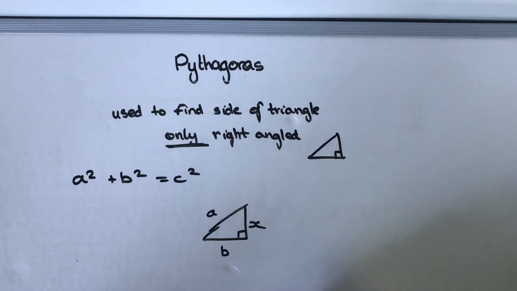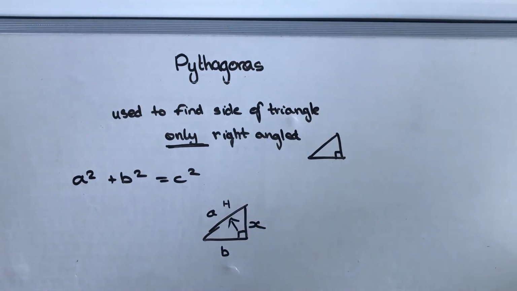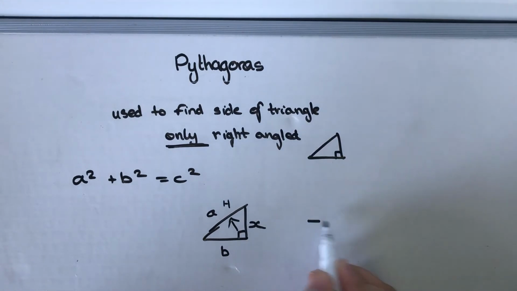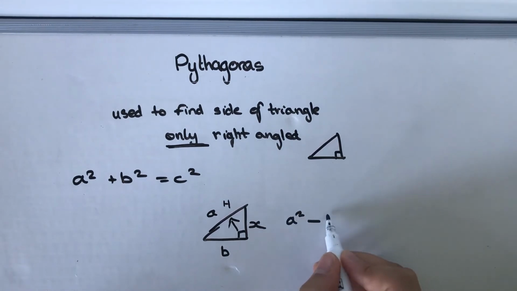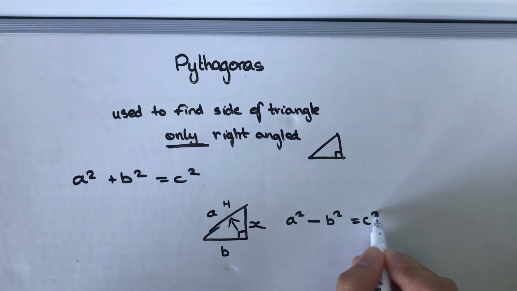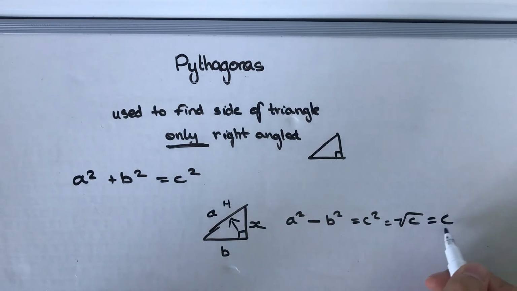to find this missing side, we first of all identify if we have been given the hypotenuse. The hypotenuse is always opposite the right angle. Now, if we have, we take away. And that's because no side is ever longer than the hypotenuse. So this becomes a squared minus b squared, which gives us c squared. We then root that answer and get our final answer here.